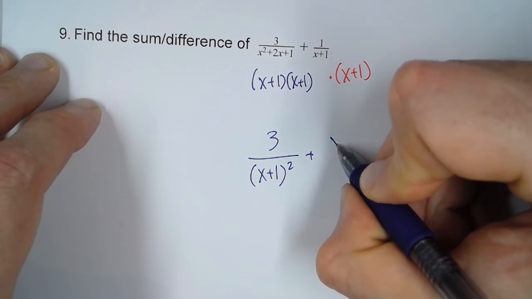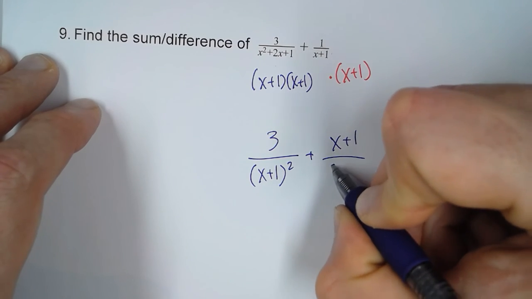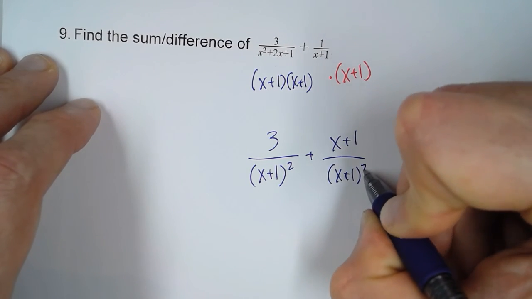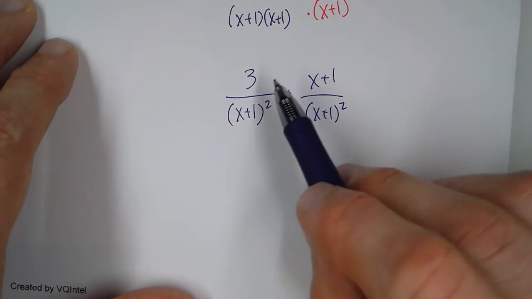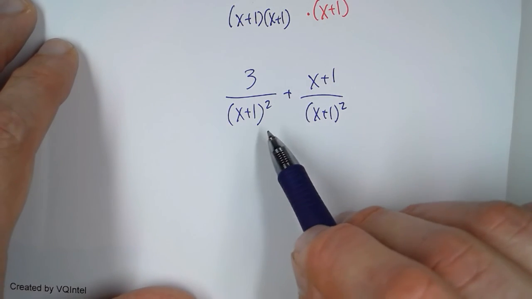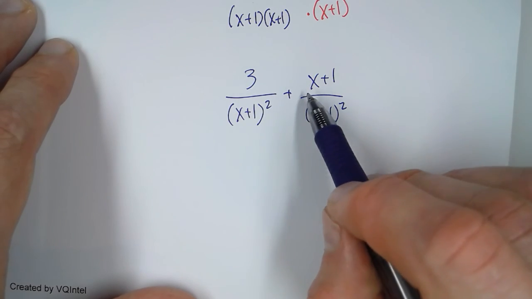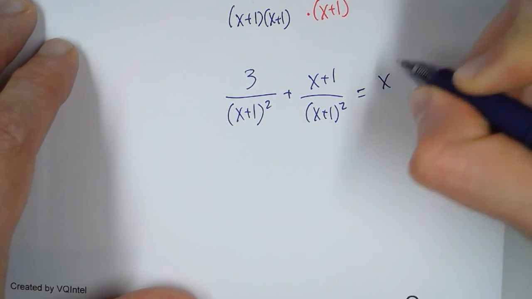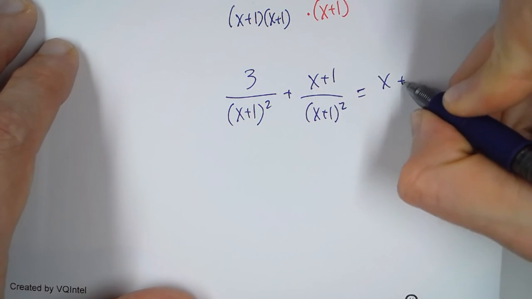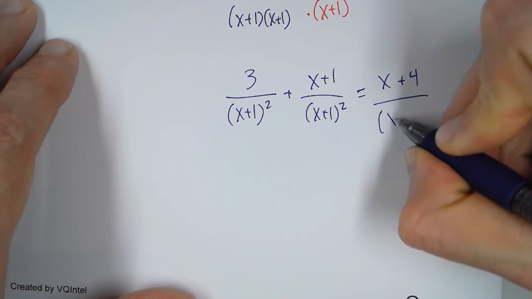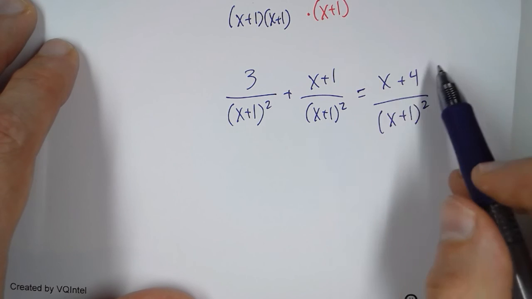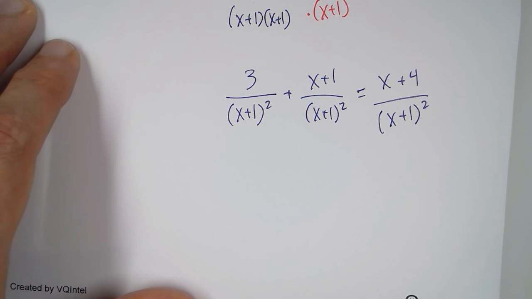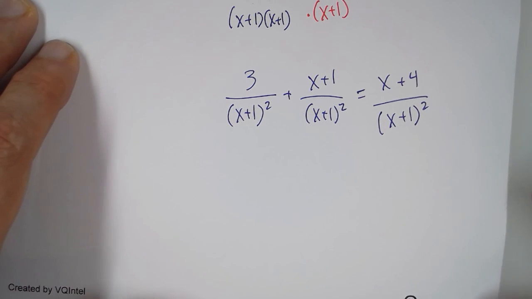And so here we're going to have x plus 1 on the top, and then x plus 1 quantity squared on the bottom. So now we can combine these because we have the same denominator. There's no x here, there's an x here. So we have x. 3 plus 1 is 4, all over x plus 1 quantity squared. And x and 4, they have nothing in common, nothing to factor out, so that is simplest form for that answer.